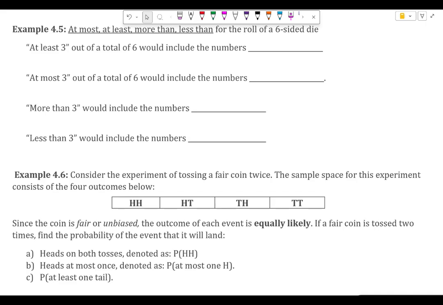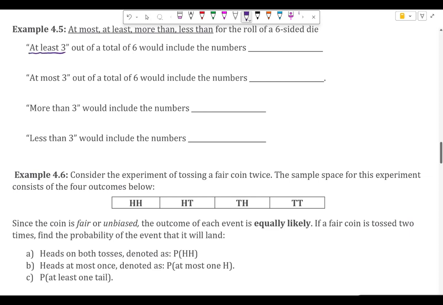In this video, we are going to look at some more advanced topics of probability. First one we're going to look at is using the words at most, at least, more than, or less than. There's an example here that's going to look at the rolls of a six-sided die. It says at least 3 out of a total of 6 would include the numbers, and then we have to fill in the blank. So let's talk about this.